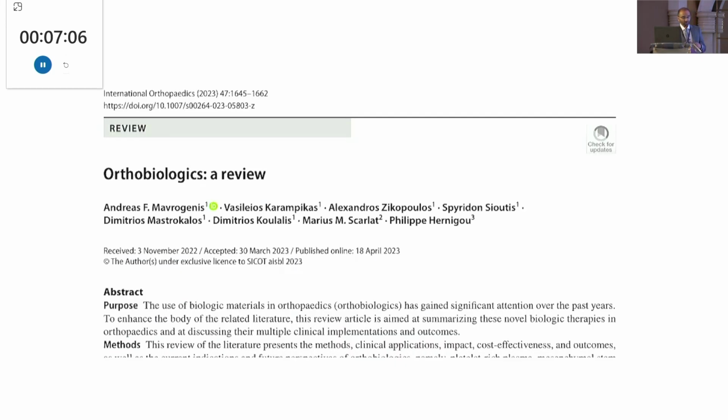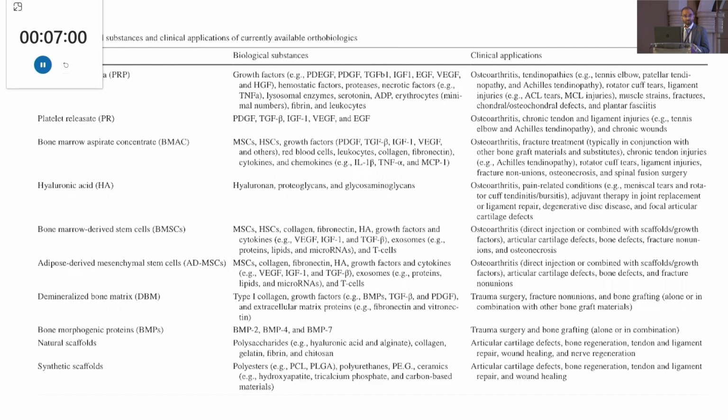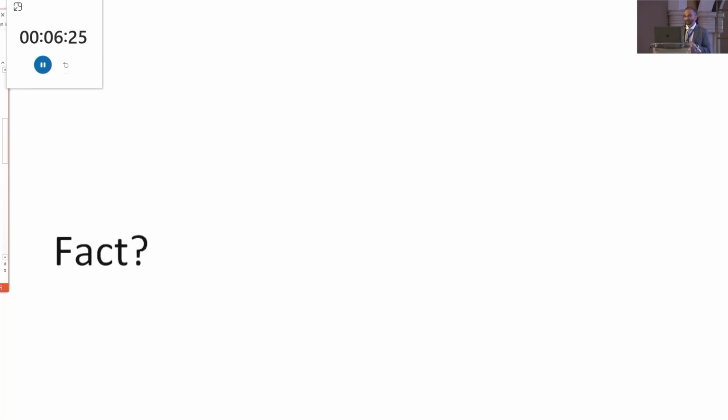So let's get into some of the evidence so that we can answer the questions. This is a nice review, and this shows what are the currently available biologics and their clinical applications and the type of cells in each one. If you look at PRP, sorry, this pointer doesn't project onto the screen. It's not just one thing. It's a whole group of things that you are injecting. And that's where the heterogeneity comes in, and where it's difficult to perhaps do trials to see what's working and what's not. Because of shortage of time, I'll gloss through it.